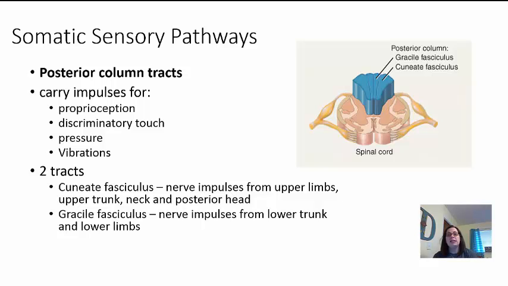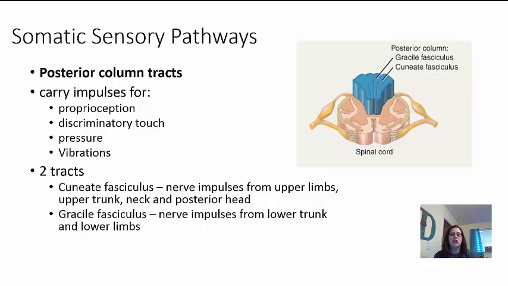So this first example is called the posterior column tracts. Posterior means back, so these are at the back part of the spinal cord, and you can see them pulled out here in blue in the picture. These posterior column tracts are going to carry impulses for proprioception, discriminative touch, pressure, and vibrations. Now there are two tracts we want to talk about here in this posterior column.